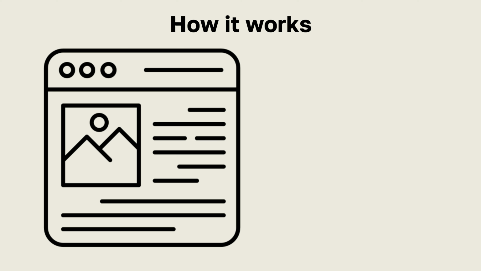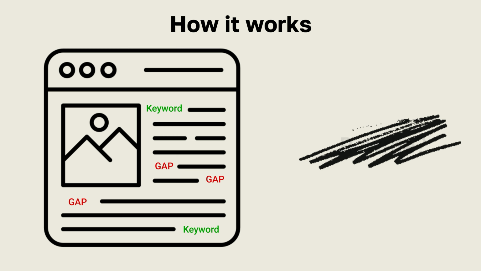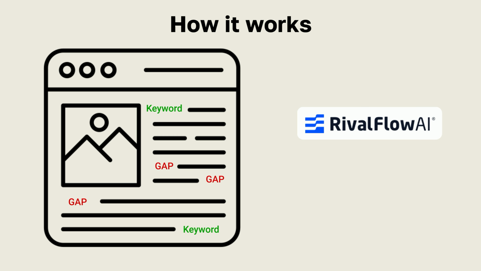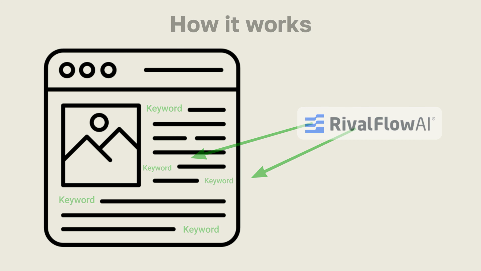One thing to note about how Rivalflow actually works, it uses keyword data to figure out where the content gaps in your content actually are, and instead of getting you to rewrite that content, it just writes the content that it thinks is missing, and you can go ahead and copy and paste that content right into your blog posts.